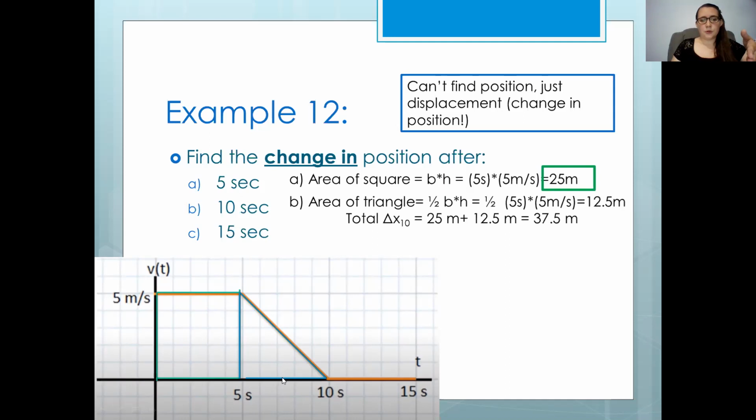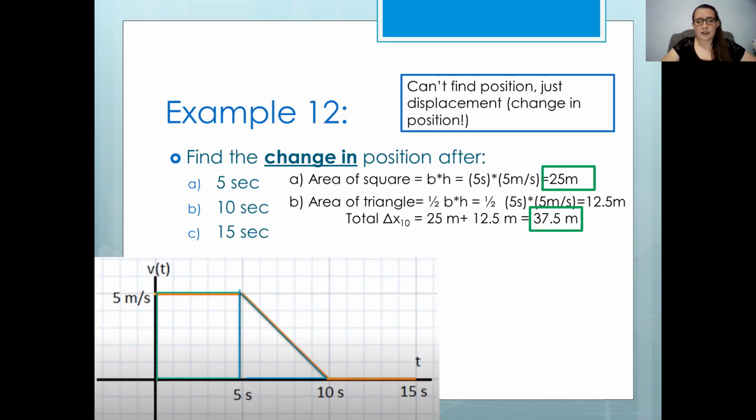In this case, our blue triangle, the base is 5, because it goes from 5 to 10 seconds. The height is, again, 5 meters per second. So 1/2 of 5 times 5 is 12.5 meters. And so that's, again, just for that little portion from 5 to 10 seconds. But if we wanted to find the change in position after 10 seconds from the beginning, then we would just add those two areas together. So 25 plus 12.5 gives us 37.5 meters so far.